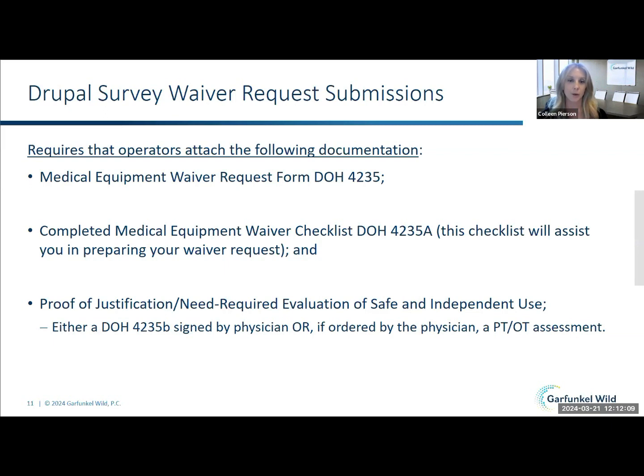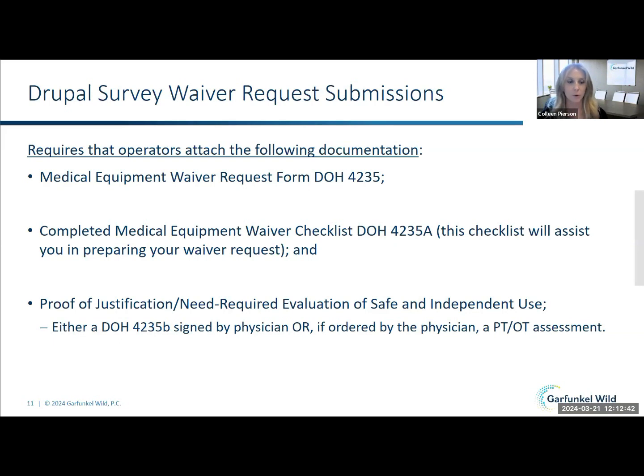There is a medical equipment waiver checklist. That's the 4235A form that needs to be submitted with your request. I would suggest doing this first, because this checklist is essentially an outline of everything you need to submit with your request. And it is very helpful to make sure you've checked all the boxes of what you need. So I would fill that out first and as you go, and make sure you submit that with your request.